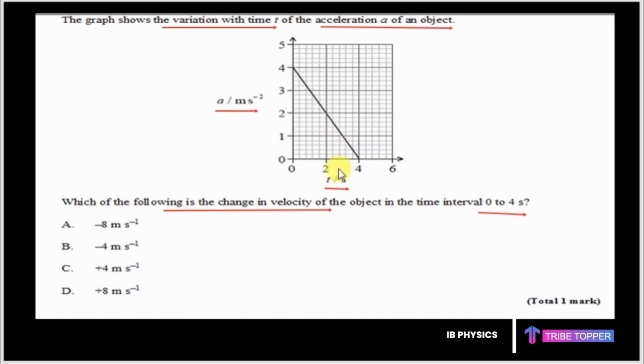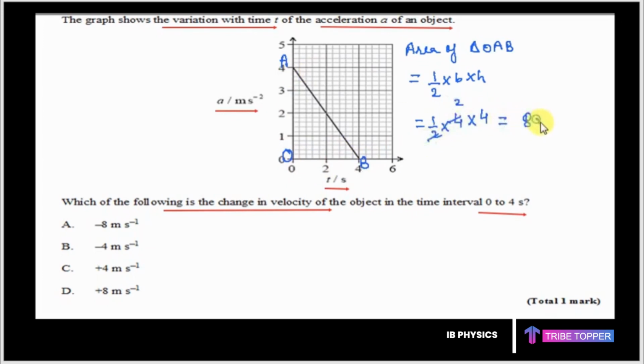So if we look, we can mark these points. This is, say, O. I'll just mark these points. O, that's A, and this is B. Then what is the area of the triangle OAB? Now the area of the triangle OAB, the formula we know is half times base times height. So that gives us half times base. It's 0 to 4 seconds, so 4, times height. That is also 0 to 4. So height is 4. This cancels out and I have 8 meter per second square.